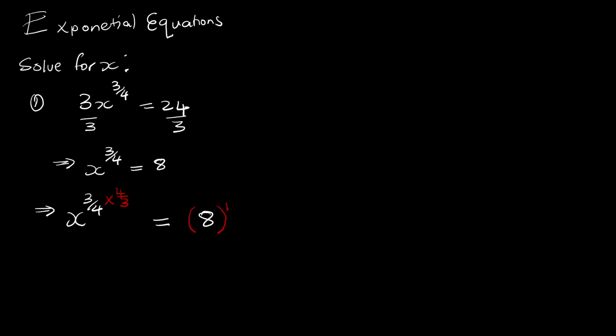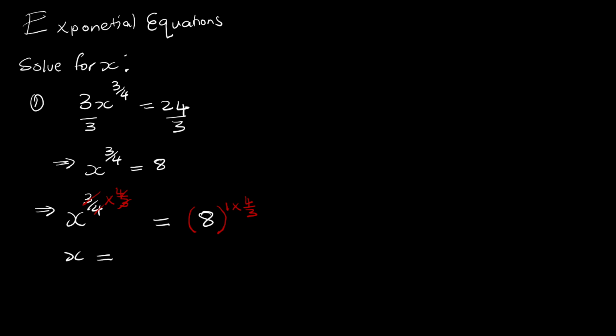Remember, this is to the power 1. You have to multiply that 1 by what? By the 4 over 3. So now this 3 cancels, the 4 cancels, then what are we left with? With x only, which is what we were looking for. So x is equal to 8.